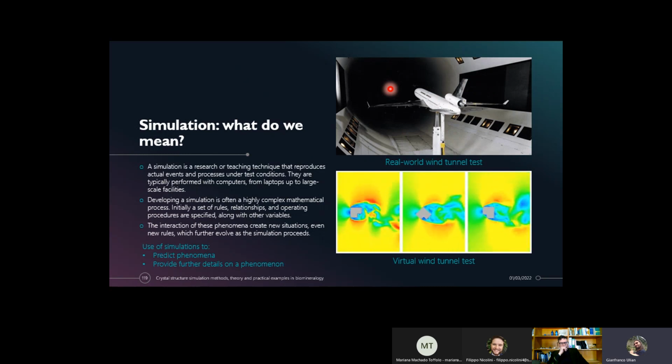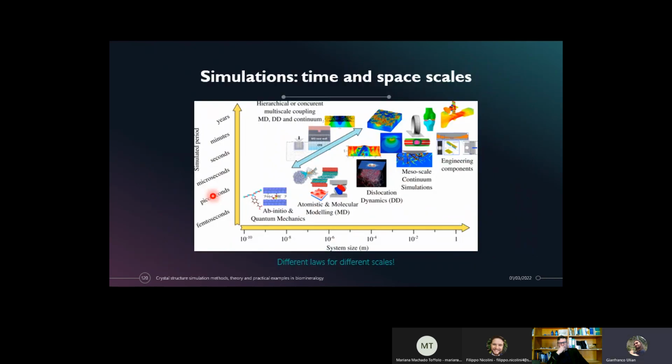So you put your airplane in a wind tunnel and you measure the airflow through it, or you can make a virtual wind tunnel test with a reproduction of your system and study what happens to the airflow. The simulations can be used to describe some phenomena or predict some effects. There are different simulation methods for different kinds of systems and times.